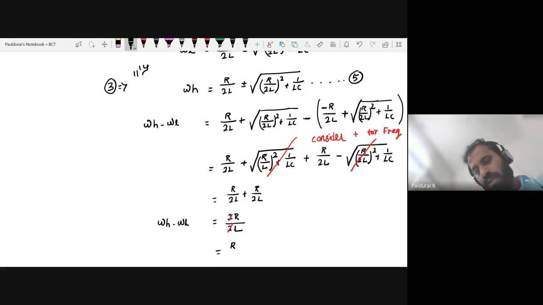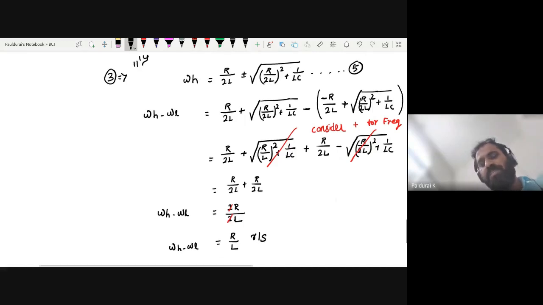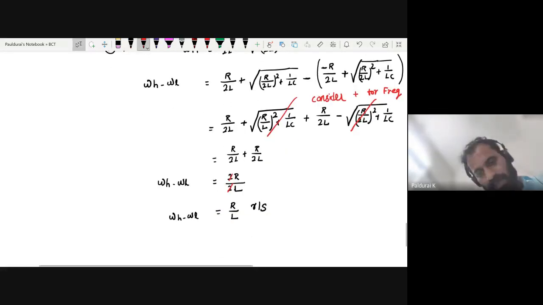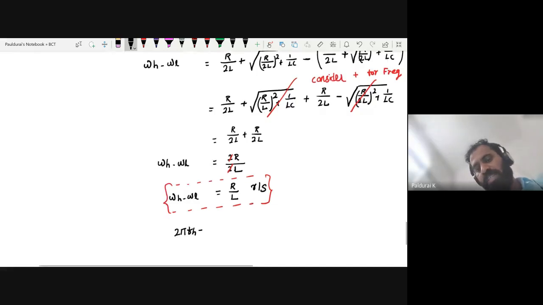So this is R by L, omega H minus omega L, in terms of radian per second. So this is the bandwidth in terms of radian per second. Okay, but omega H equal to 2 pi f. So omega H equals 2 pi fH, omega L equals 2 pi fL, so 2 pi (fH minus fL) equals R by L. Take 2 pi as constant. So this is fH minus fL equals R by L.